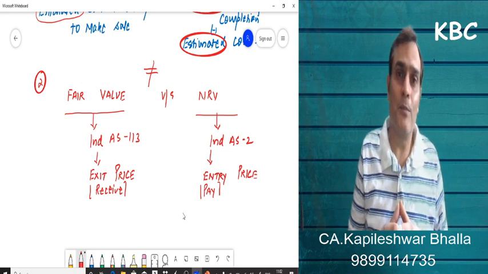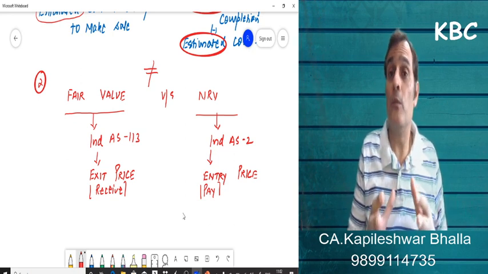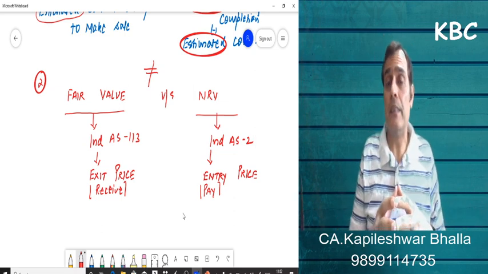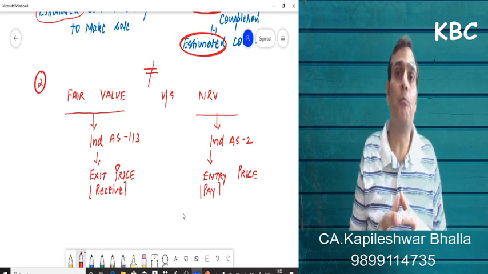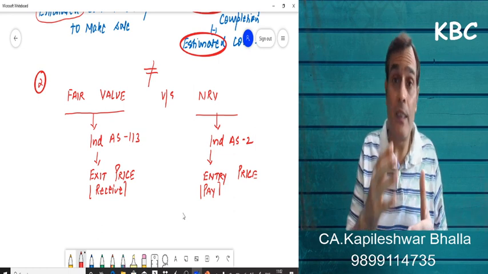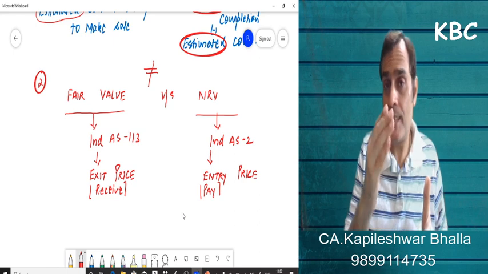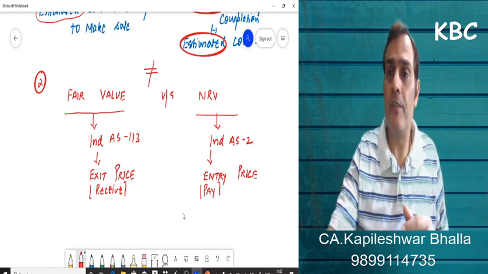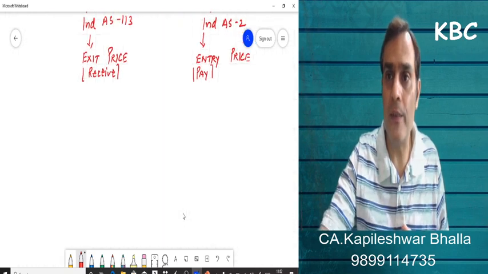So why not in terms of Ind AS? And trust me, when you look at that, your conceptual knowledge is certainly going to widen, not only from the examination point of view, but also from a practical life point of view. You would understand the subject in the right sense. Okay, so this was another clarification with reference to fair value and NRV.